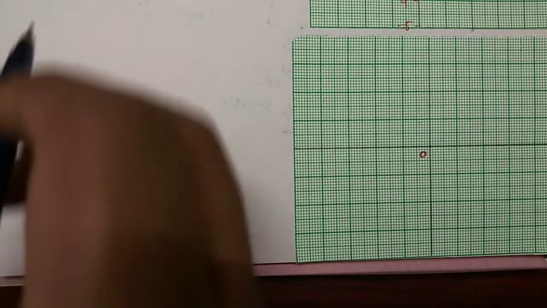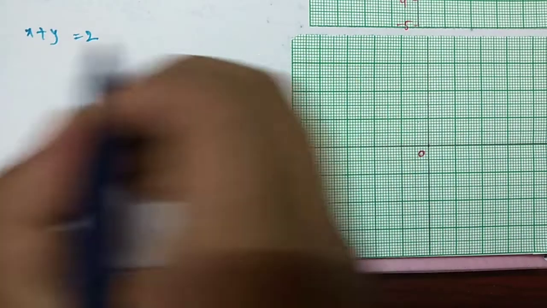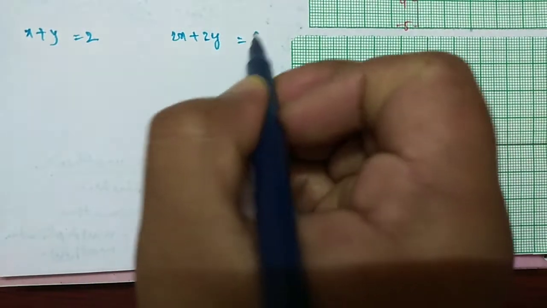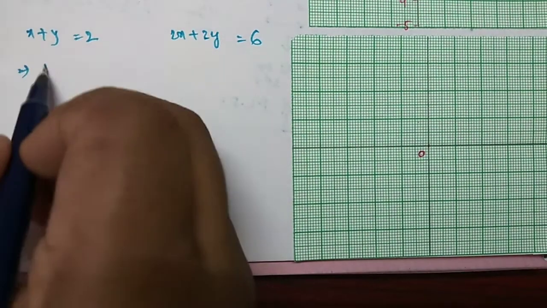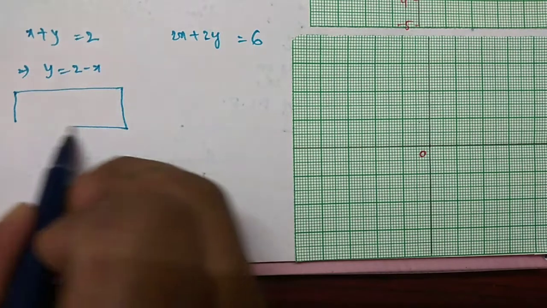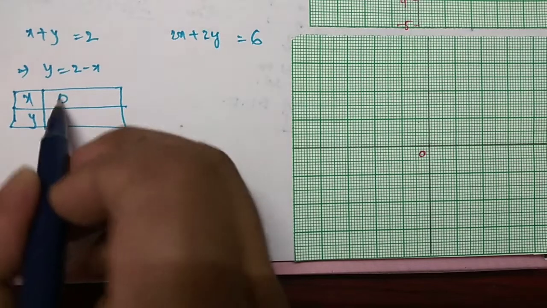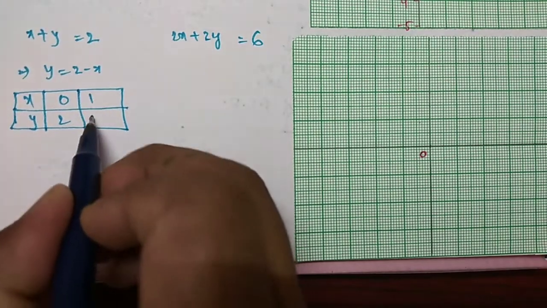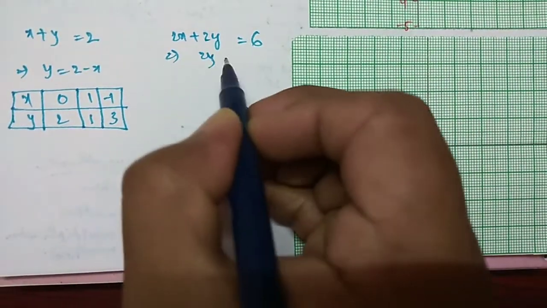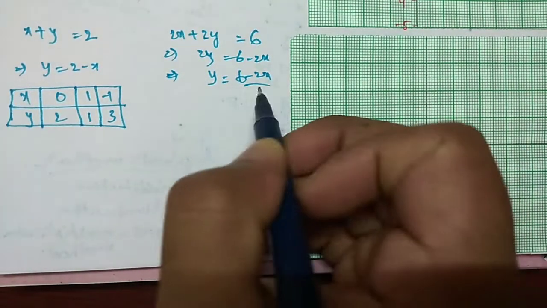So let us go to the next case. Consider two equations. x plus y equal to 2, and 2x plus 2y equal to 6. We can change the first equation to y equal to 2 minus x. So write the ordered pairs of x and y. If x is 0, y is 2; if x is 1, y is 1; if x is minus 1, y is 3. From the second equation, 2y equal to 6 minus 2x, so y equal to (6 minus 2x) by 2.